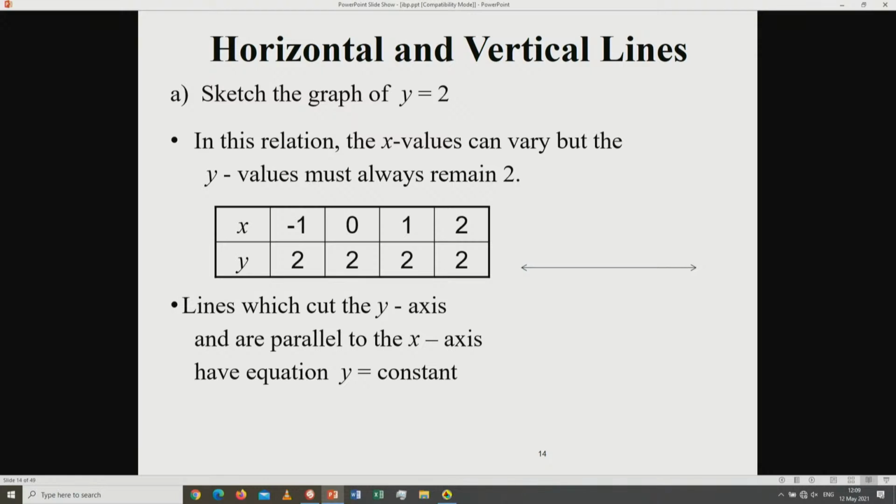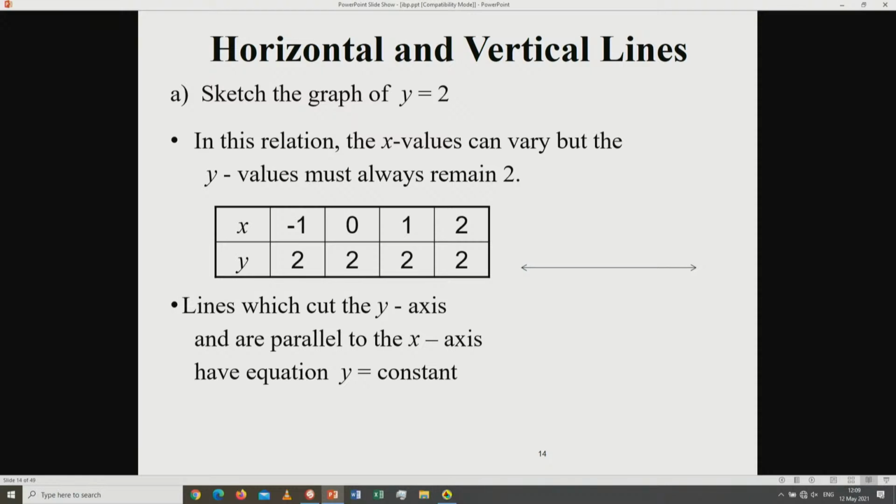Here they're saying, sketch the graph of y = 2. Now we are going to use the table because you don't know what's going to happen here. In this relation, the x value can vary, but the y value must always remain the same. We are going to have different x values, -1, 0, 1, 2. But look at what is happening at y. We have the same y values. When x is -1, y is 2; 0, 2; 1, 2; 2, 2. So this line cuts the y-axis, and this line is parallel to the x-axis.